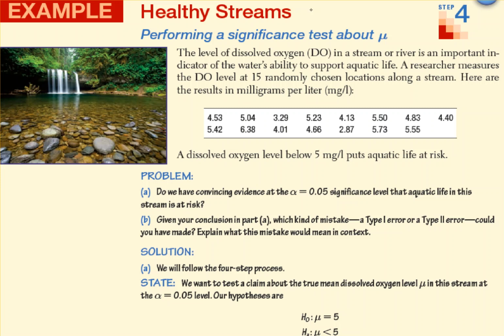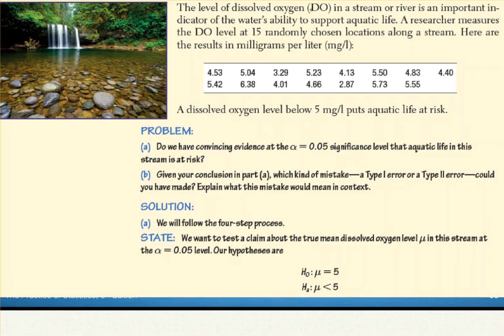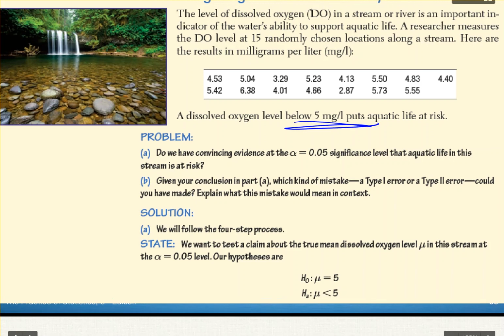And B, given your conclusion in part A, which kind of mistake, a type 1 error or a type 2 error, could you have made? Explain what this mistake would mean in context. Okay, so let's state our problem. We want to test a claim about the true mean at the alpha equals 0.05 level. Remember, our null hypothesis is what we're comparing to. So our null hypothesis is that mu equals 5, and our alternative hypothesis is mu is less than 5.